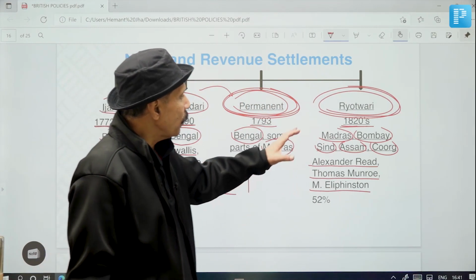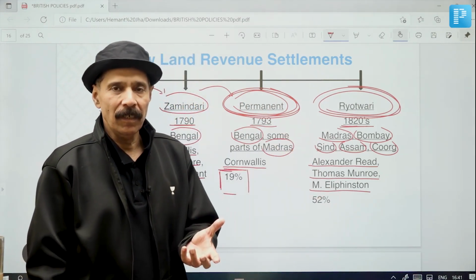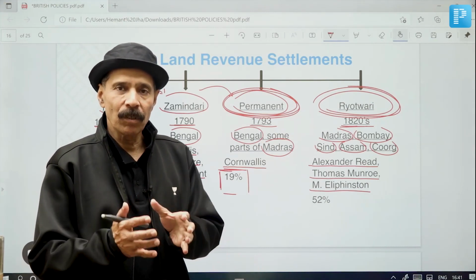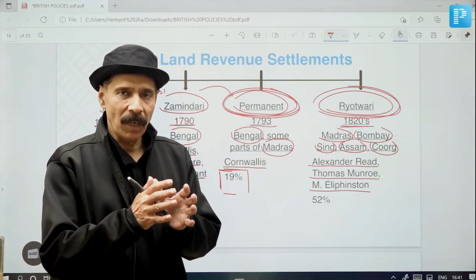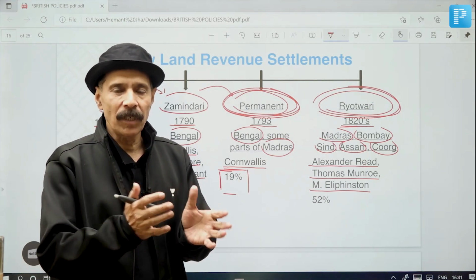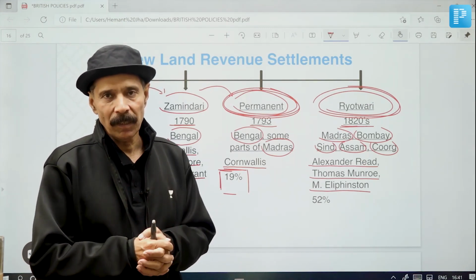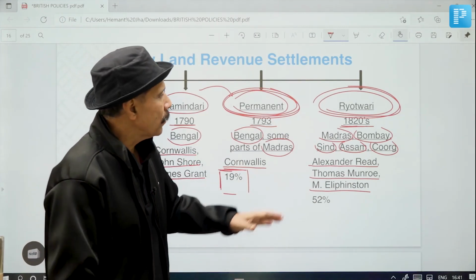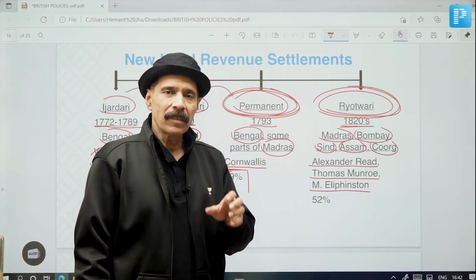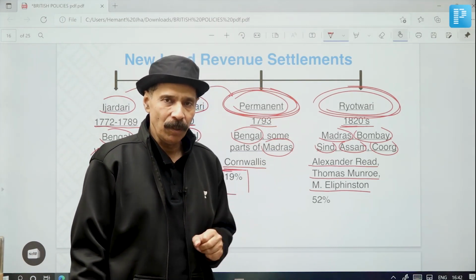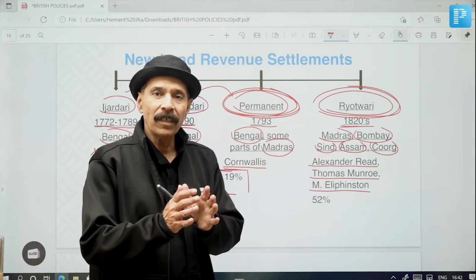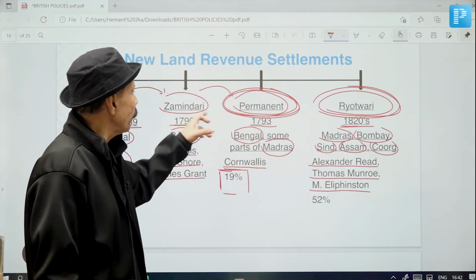And Raiyatwari settlement was with Raiyat. Raiyat means peasants. So under this, the Raiyats or the peasants were made owner of the land. And government collected land revenue directly from the Raiyats. Under this, the Patta system was introduced and survey and measurement were also introduced. So in this case, there was no intermediary like Jamindar, what you find.